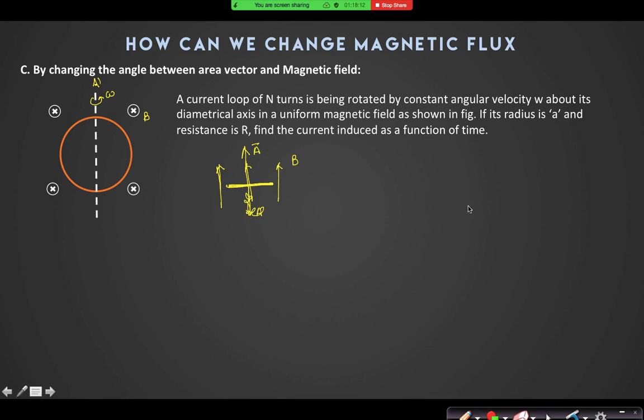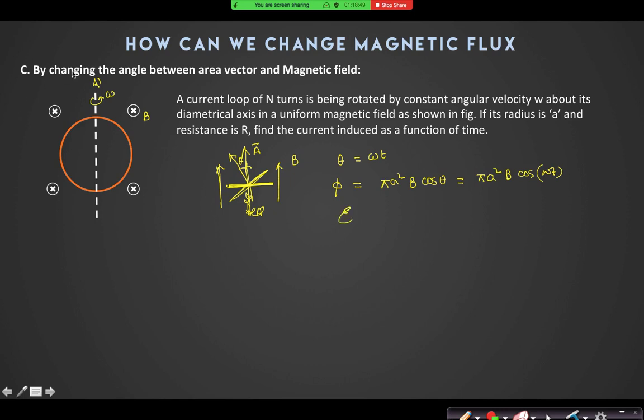If I have rotated it by a certain angle theta, suppose the coil is now here like this. What is the value of theta? Can I say it is omega into t? In that case, what is phi? Phi is equal to pi a square, or n you can put later, into B into cos theta, the angle between them, dot product I am doing. So pi a square B into cos omega t.